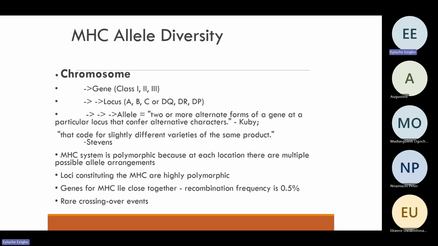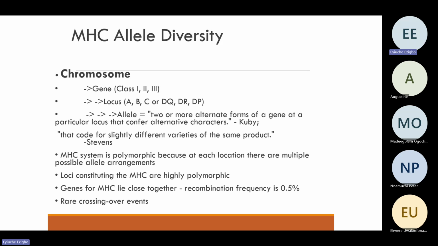The MHC allele diversity. We have said that these are contained in genes, the class 1, class 2 and class 3. Then the locus: A, B, C for class 1, or DQ, DR, DP for class 2. Then an allele is two or more alternate forms of a gene at a particular locus that confer alternative characters. So we're trying to talk about some of the genetic properties of this MHC molecule.